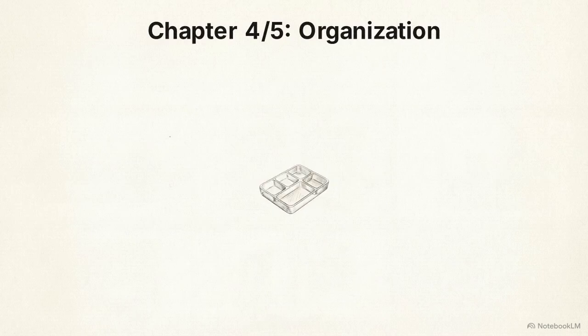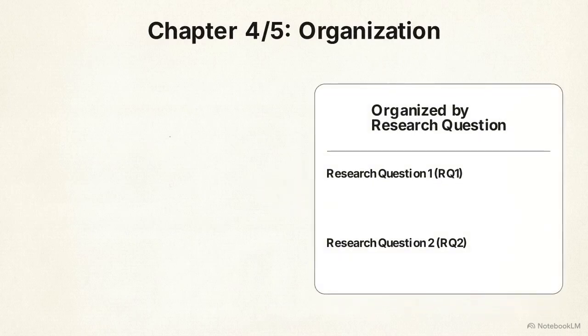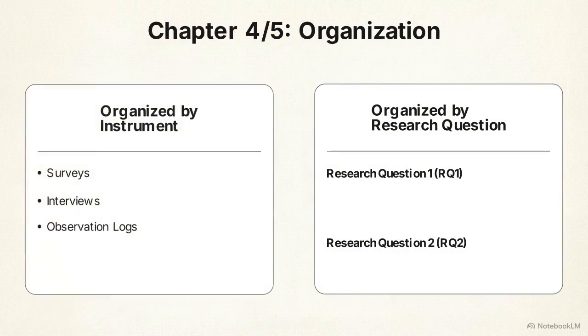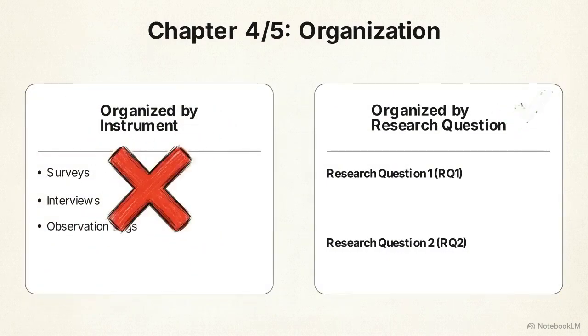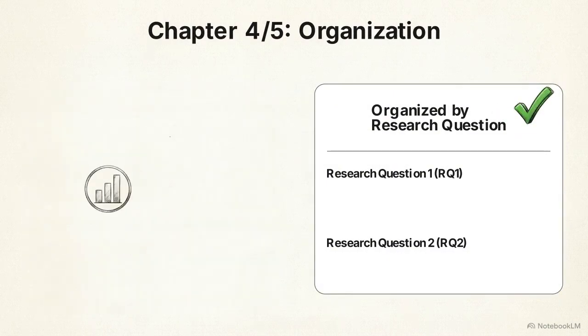The unbreakable macro rule of this chapter is organization. Structure your text strictly by research question rather than by the methodological instruments used to collect the data. This ensures that every statistical table or interview quote serves as direct evidence to answer a specific query.